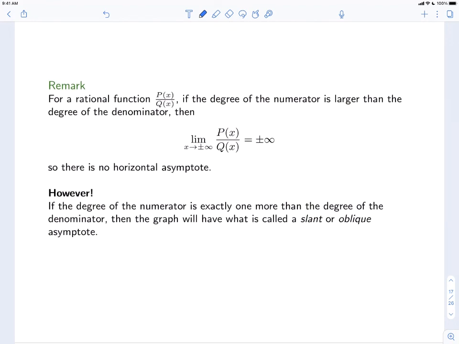For a rational function p over q, if the degree of the numerator is larger than the degree of the denominator, then you can be sure that the limit as x goes to positive infinity or minus infinity of p over q is either positive infinity or minus infinity, but you don't know until you actually look at your specific example. So in particular, there's no horizontal asymptote. However, if the degree of the numerator is exactly one more than the degree of the denominator, which is what we have in our example, then the graph will have what is called a slant or oblique asymptote.